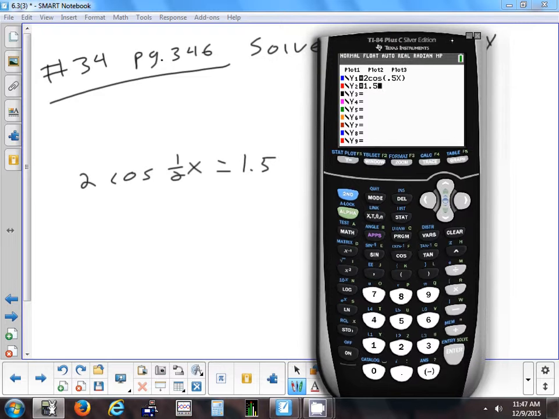Keep your window from 0 to 2 pi. Let's check our range. Yeah, we're going to be fine on the range. And graph it. All right, so this time we only got one answer in the interval they're looking for. That's fine. Second calc intersect, and we get about 1.46.